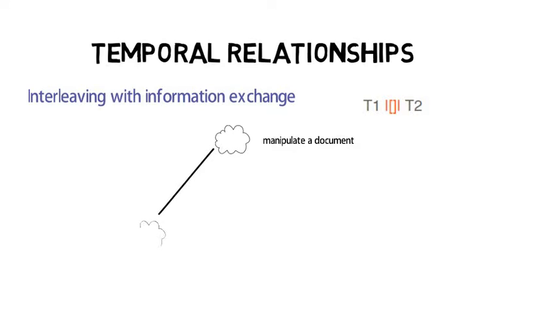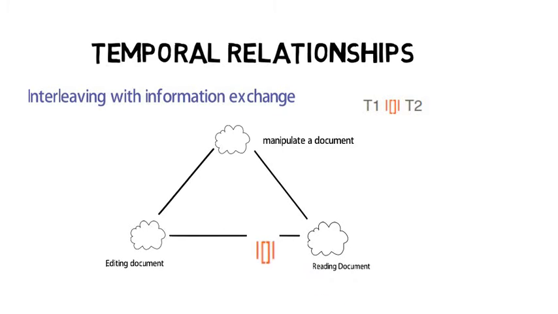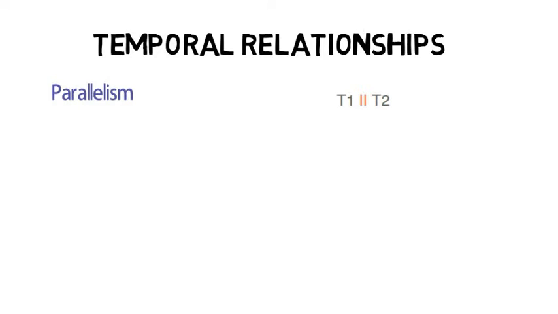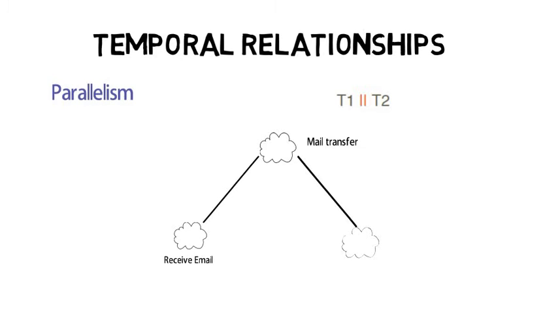Tasks with interleaving with information exchange relationship can exchange information while performed as interleaving tasks. For example, editing a document and reading the document at the same time. In parallelism relationships, tasks are performed in true parallelism. For example, retrieve email and send email.